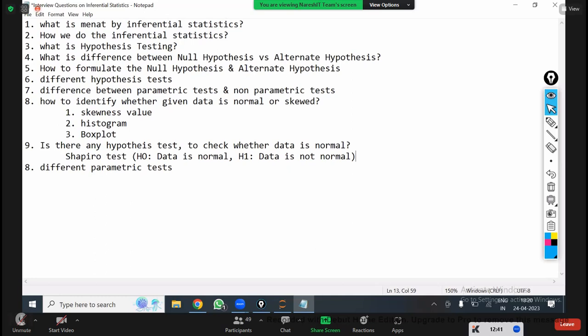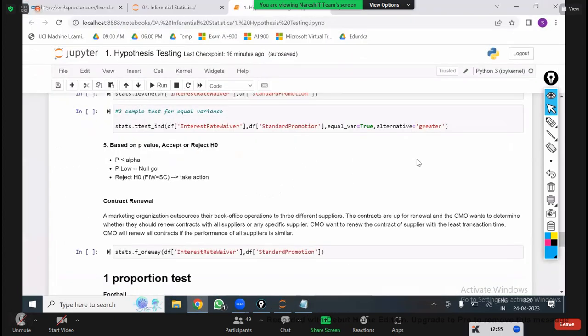The second option, you can select this one or the Shapiro test. Choice is yours. Out of which, the skewness one, whatever we have discussed, is the easiest one. But in the interview, they may ask you this one. So that is the reason we are discussing it.